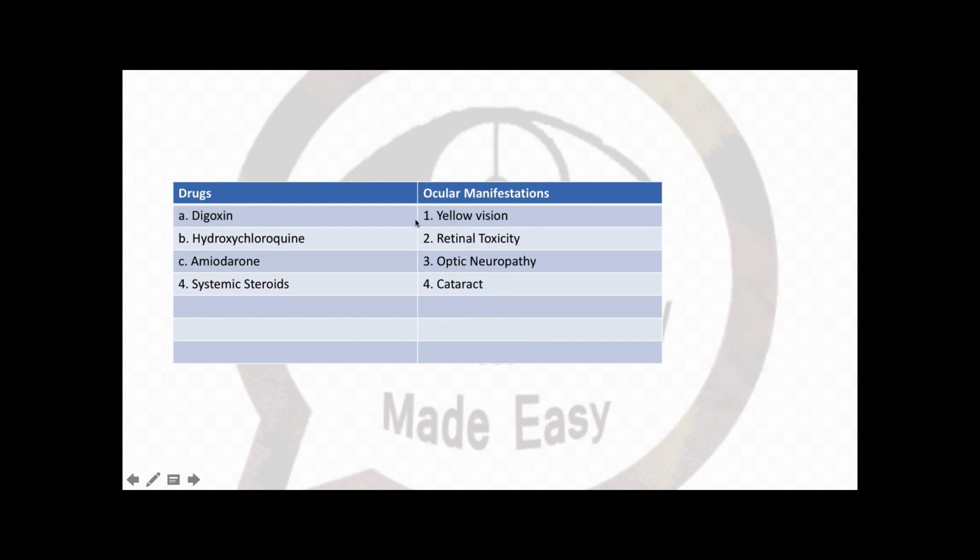The digoxin causes yellow vision. The hydroxychloroquine is important because it can cause retinal toxicity. Amiodarone can cause optic neuropathy, and systemic steroids can cause cataract. Remember, if they ask about the topical steroids, then they cause glaucoma more, and systemic steroids cause cataract more, and that too mostly the posterior subcapsular cataract. Please revise the ocular manifestation of systemic drugs from my OME notes.